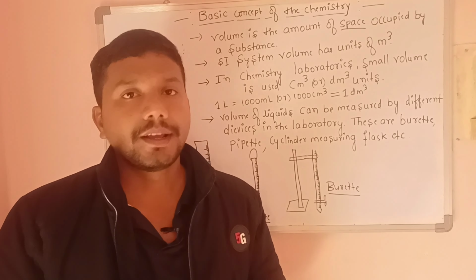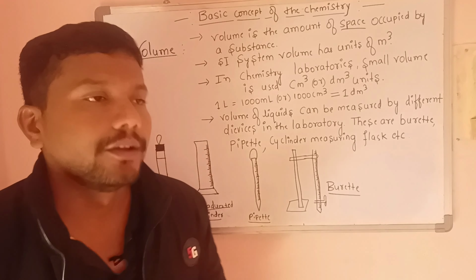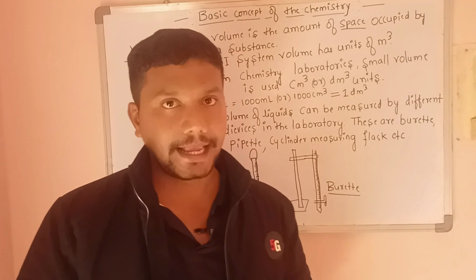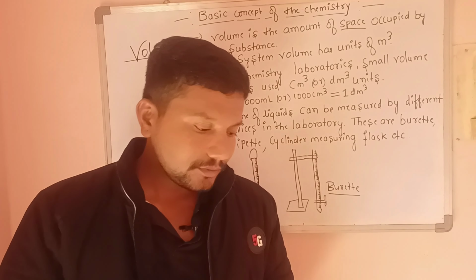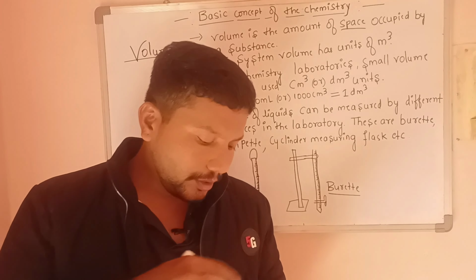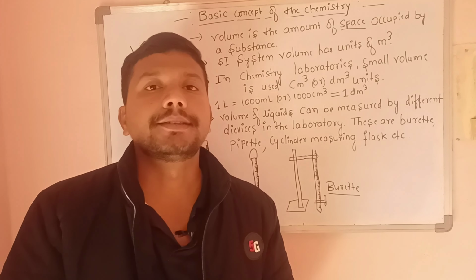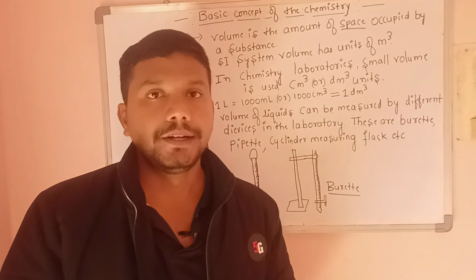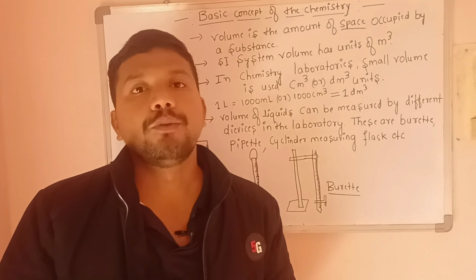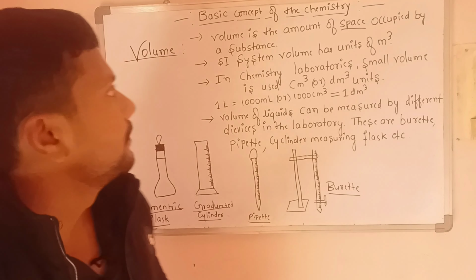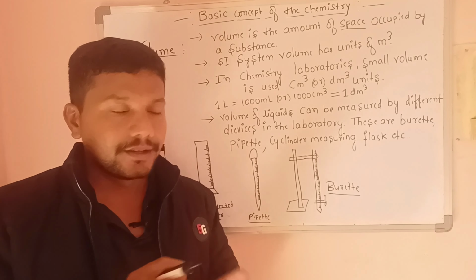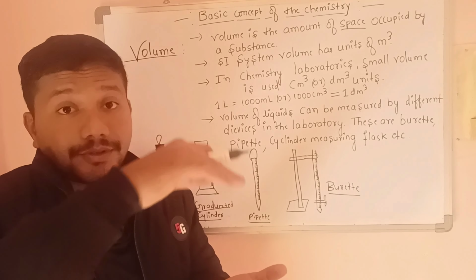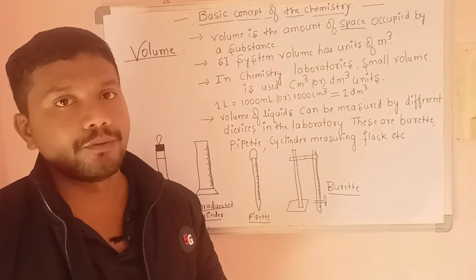One more example. In your house you have a syntex tank, and you are filling it with water. How much is the capacity of that tank? For example, 1000 liters, 500 liters. That capacity is called volume. In a simple way, volume is the amount of space occupied by a substance.